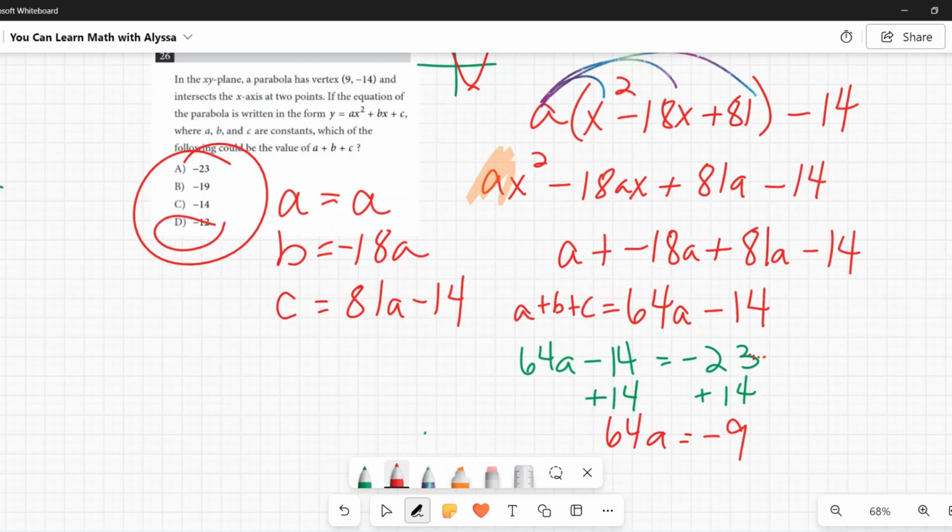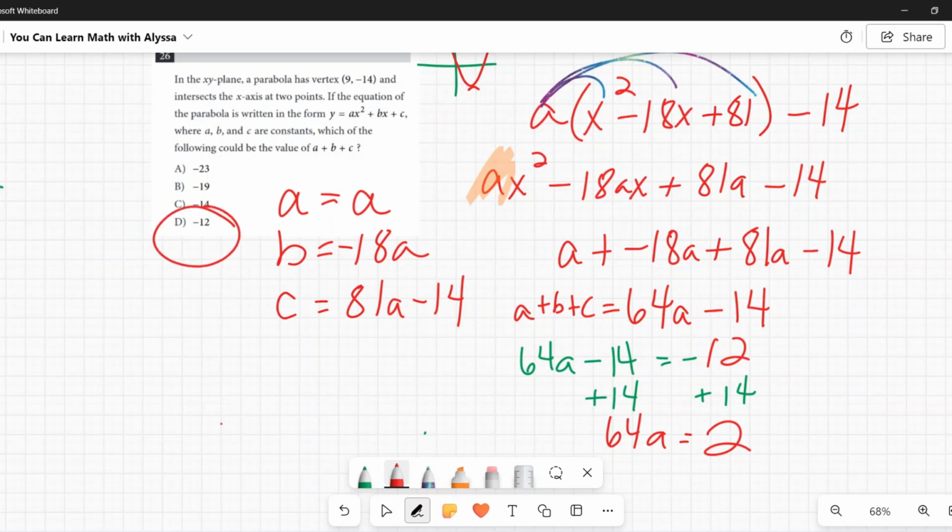So D, negative 12, is the only one that would work, because if I put negative 12 in there, then negative 12 plus 14 is a positive 2. Thank goodness. And then a is going to be 2 over 64. It's a positive number. That's all we needed it to be, a positive. So D is my answer.